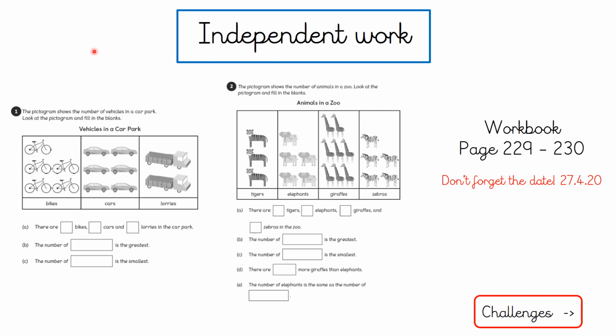Well done on your first guided practice at home. Now it's time for some independent work. The work we're going to do is in our workbooks, pages 229 and pages 230. Again, if you don't have your workbook with you at home, I'll put the pictures of these pages in the PDF file on our class story. We'll be looking at a different picture graph in each question, and you've got some sentences underneath to fill in some blanks. It's important that you read the whole sentence before you fill in the blank.